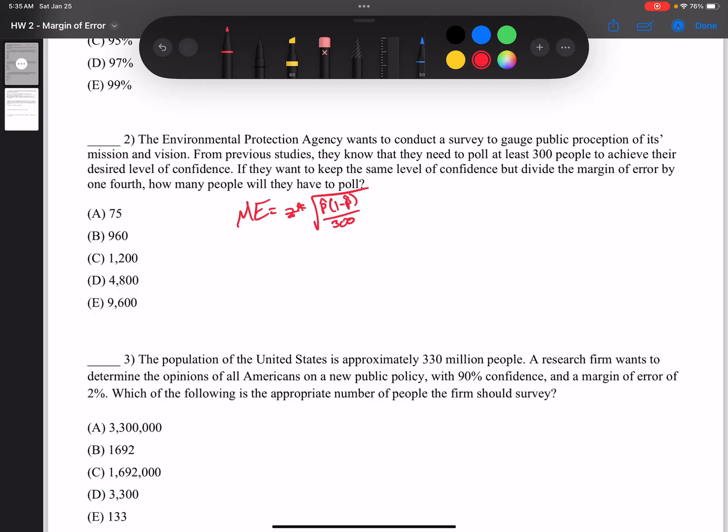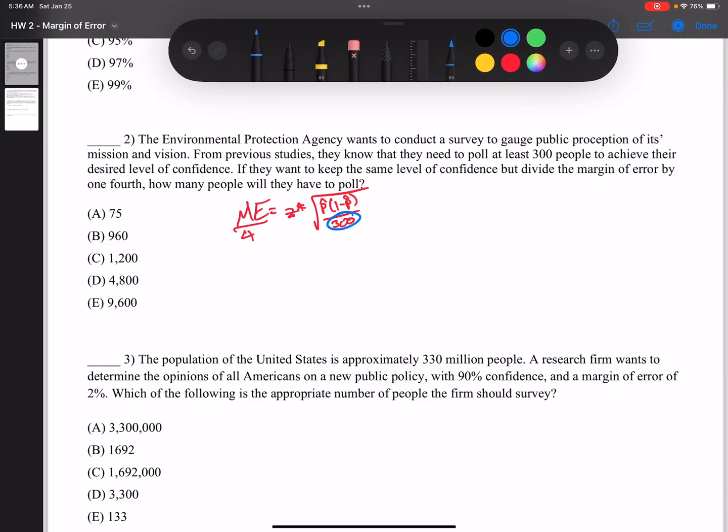All right, so for homework 2, I was asked to do number 2. All right, so this is a margin of error question. Remember, our formula looks something like this. We got z star, and then we got the whole standard error. And what we're focused on is we're trying to figure out if we want to divide our margin of error by 4, what is our n going to change to?